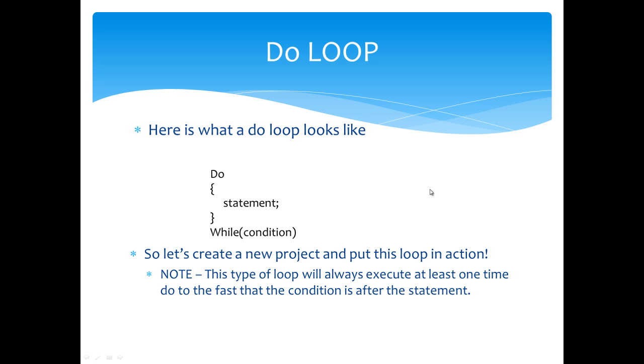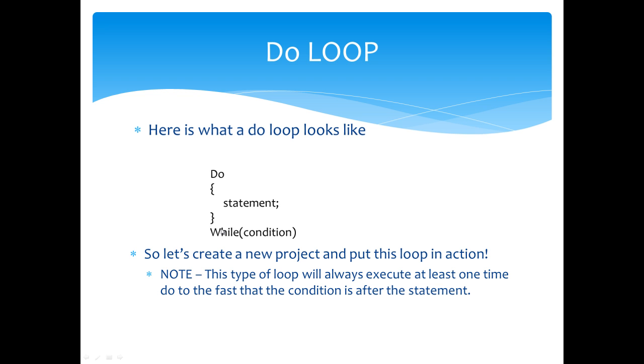Alright, so here is what a do loop looks like. You have the keyword do, then opening and closing curly braces, then you have the while keyword, and within parentheses you have the condition. So how this works is the line gets executed, it's do, and whatever's in the statement gets executed, then it comes down to the while condition, and while the condition is true, the loop will keep going, on and on, until that condition is false.